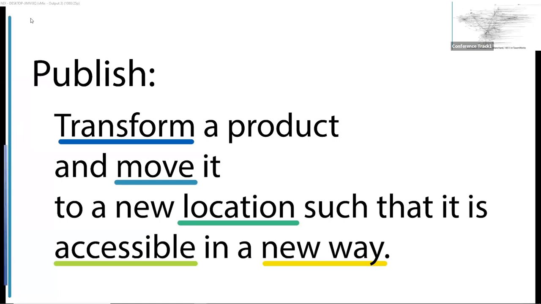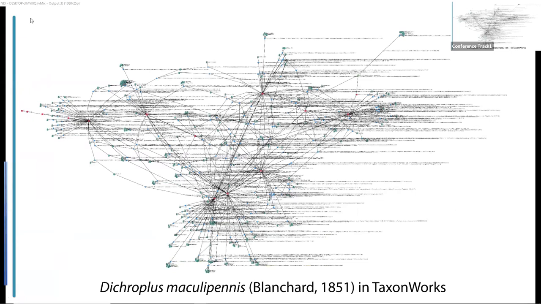So for example, here is an orthopteran, a grasshopper, as it's represented in the data structure of TaxonWorks, a big graph of data.